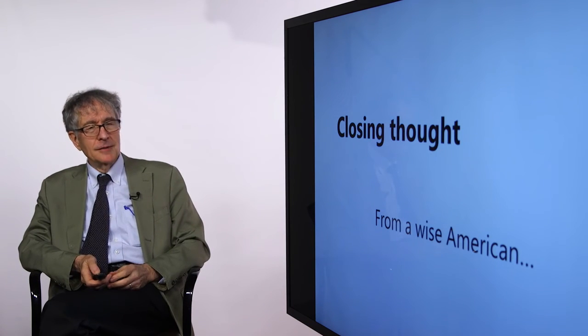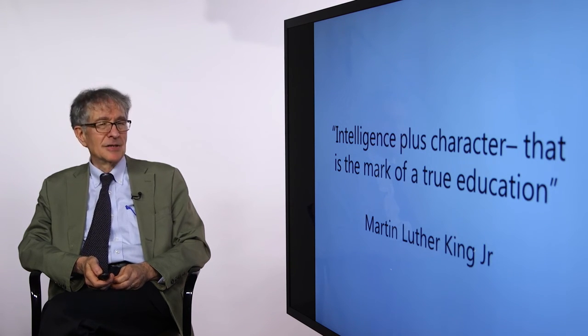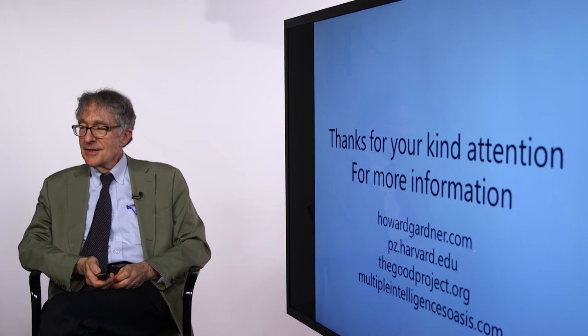So here's a closing thought from a wise American, Reverend Martin Luther King Jr. What Dr. King said, intelligence plus character, that's the mark of a true education. I've been talking about intelligences, the range of intelligences, but character is what you use those intelligences for. Are you a good worker or a good citizen? And only if you can answer that question in a positive way do you really deserve to be called a fully developed human being.